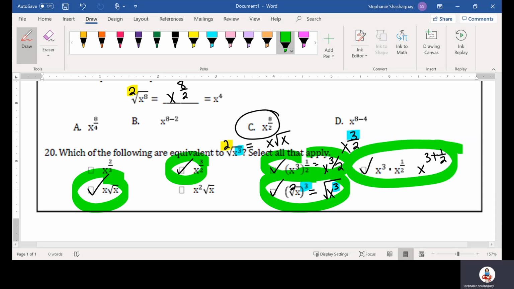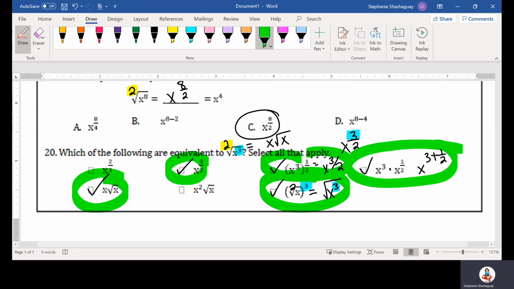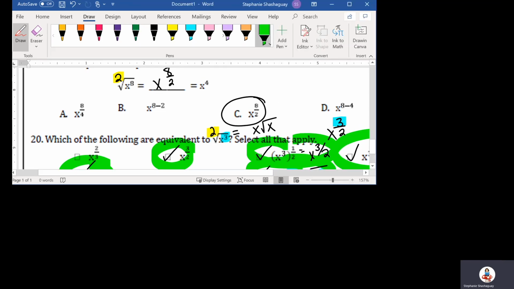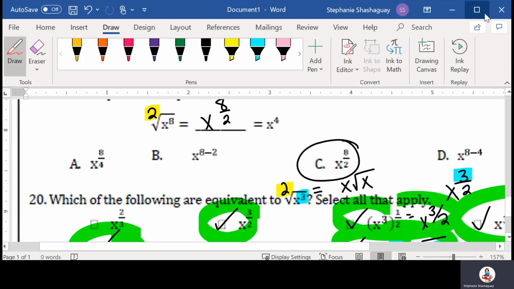All right, that is your EOC review number 17. If you need to review your exponent properties, please contact me in Teams and we can practice it, or I can give you some review worksheets.